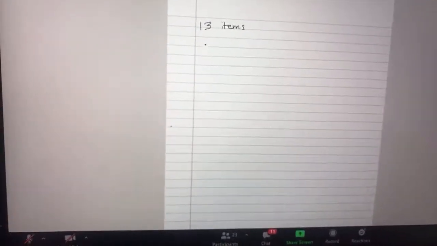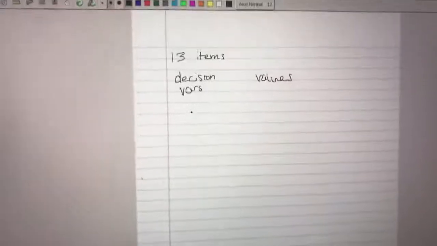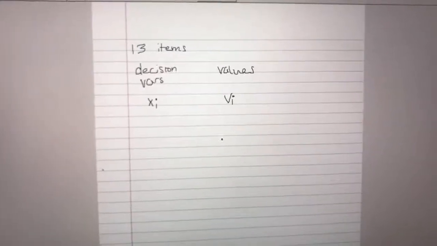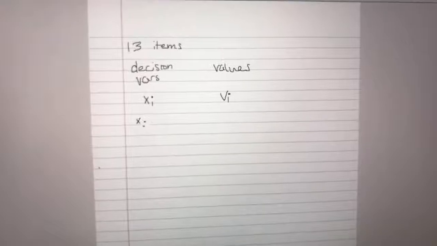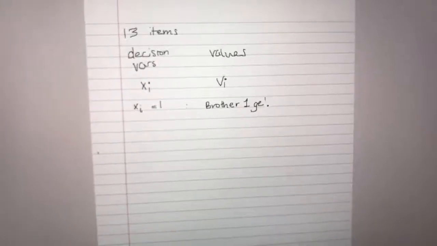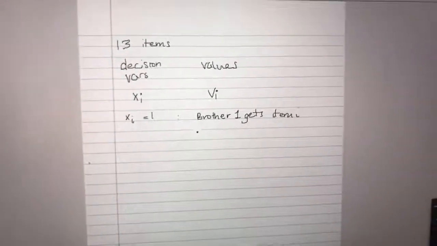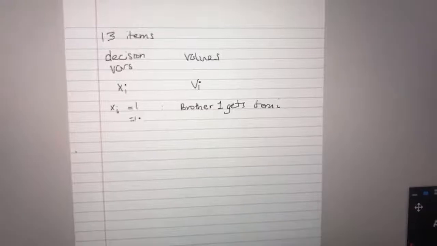So we're going to have decision variables, and we're going to have values. So for item 1, we'll let the decision variable be x1 and the value be v1, and so on. So for item i, we've got xi and vi. Now, xi is equal to 1 when brother 1 gets item i. And we're assuming that all of the items have to be shared out, so xi equal to 0 means that brother 1 doesn't get it, so brother 2 does.